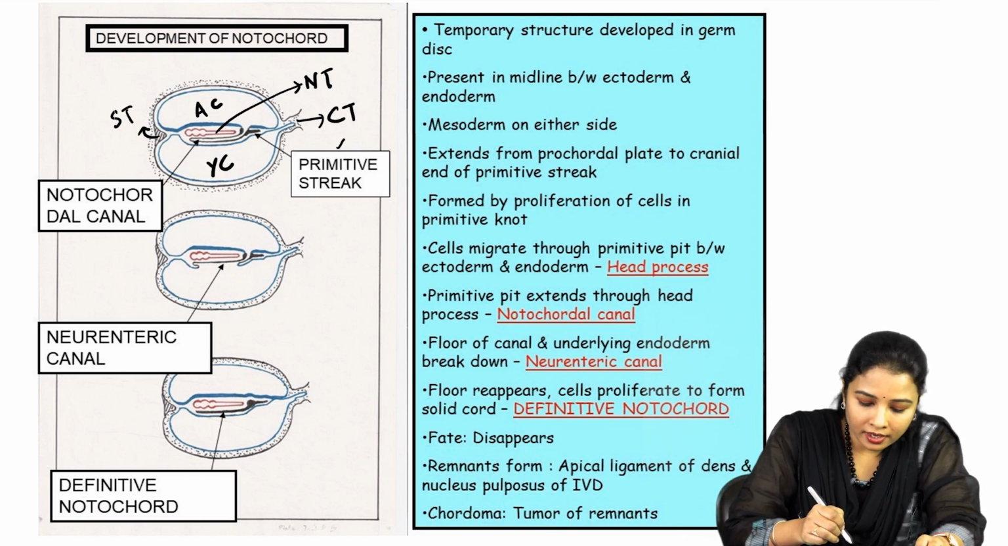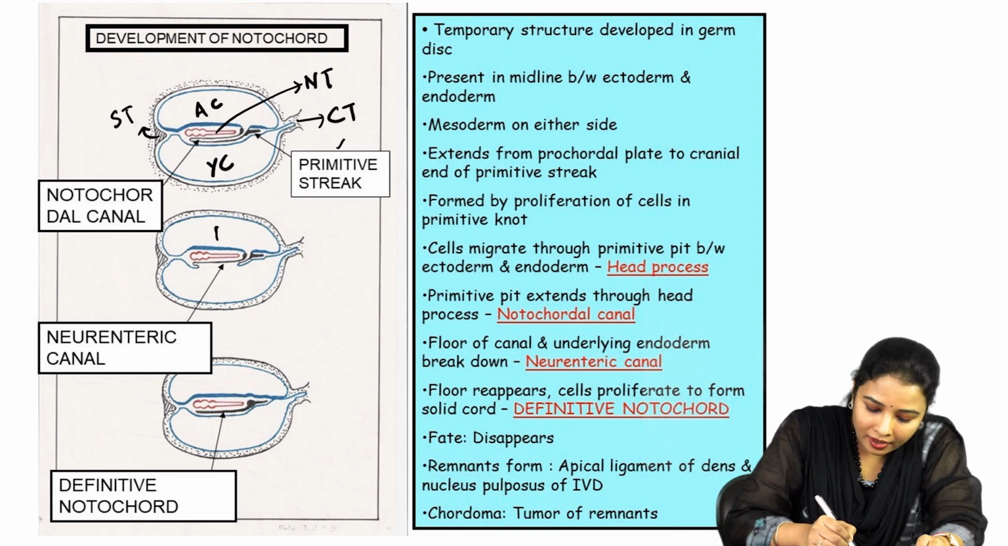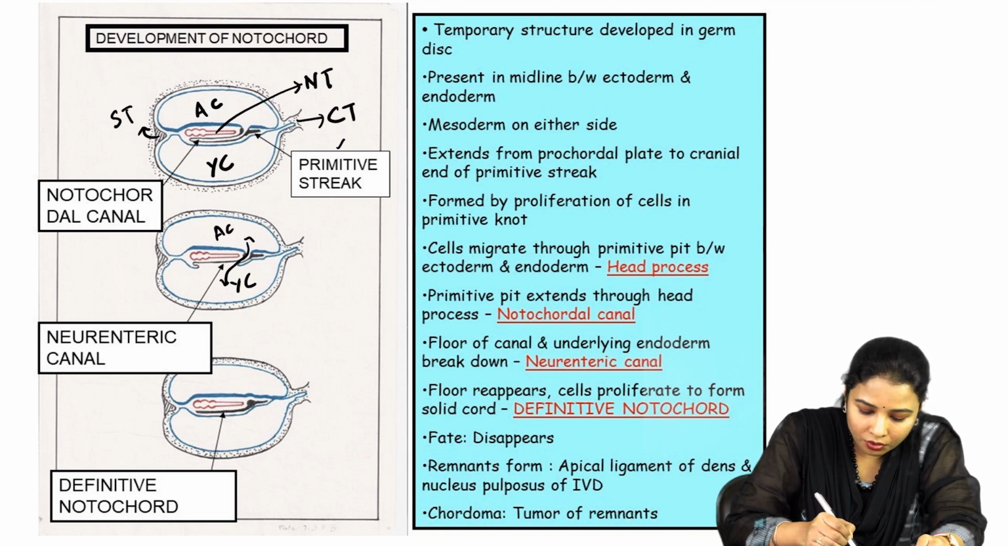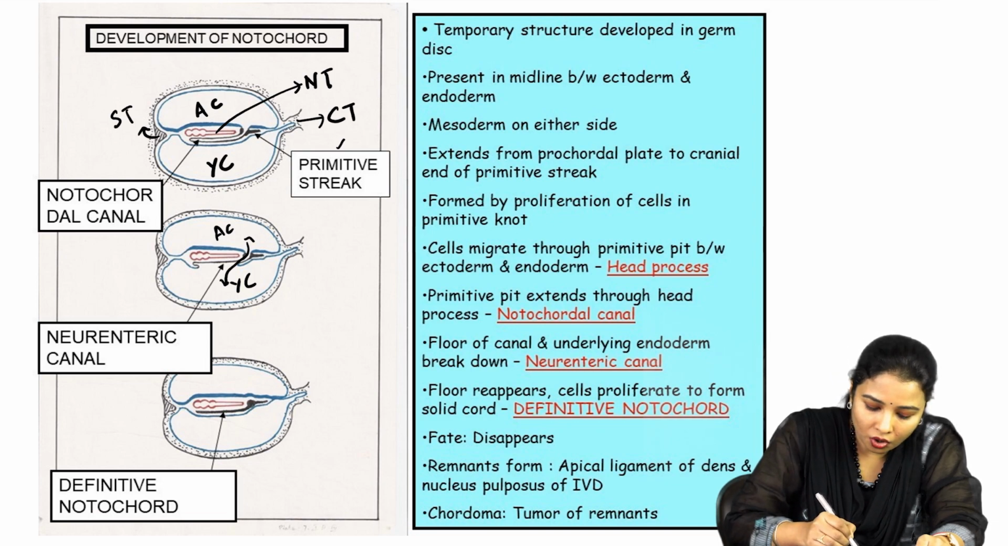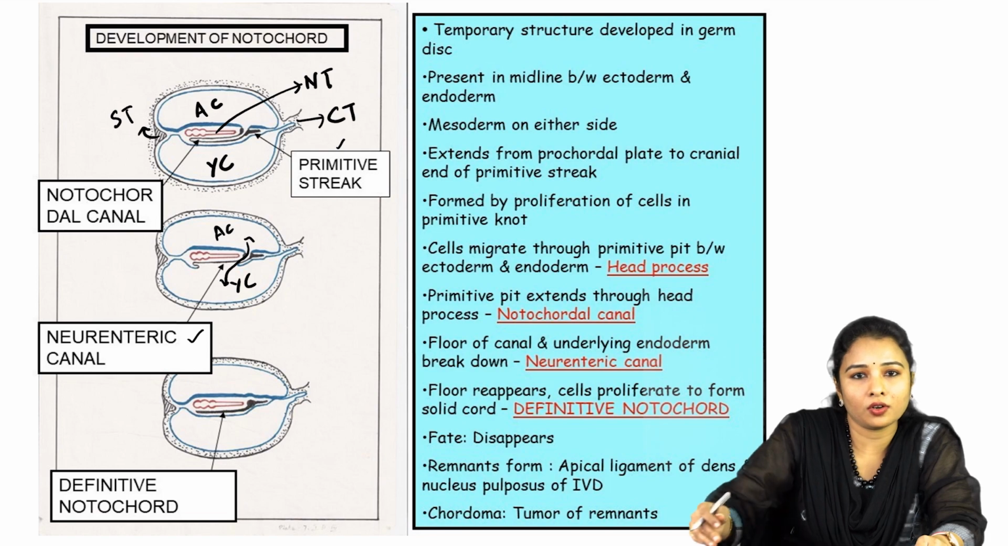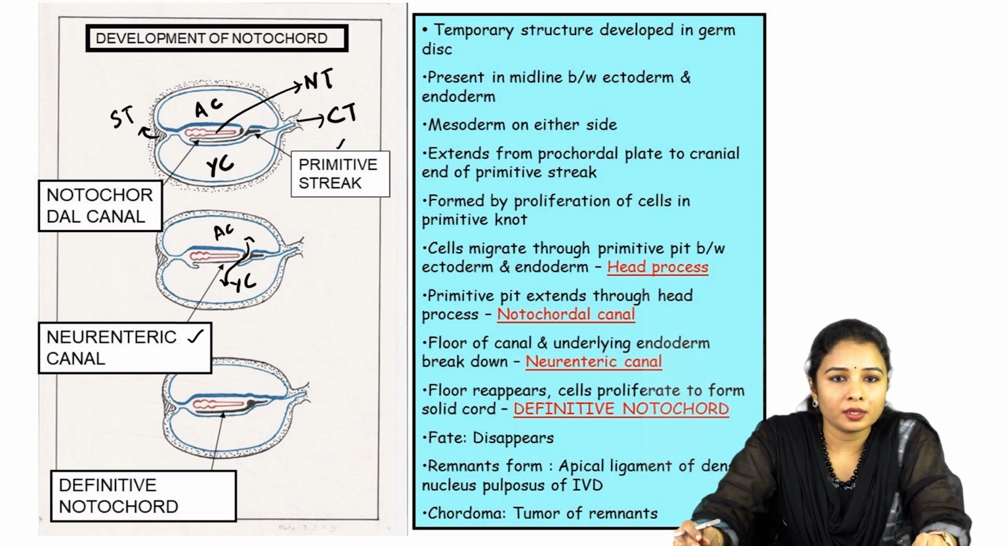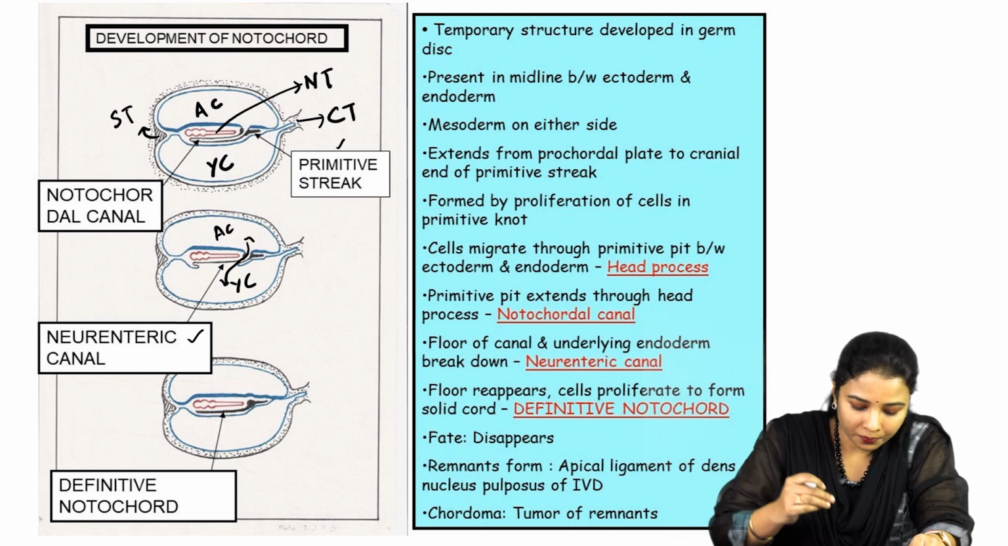Further we can see between the amniotic cavity and yolk sac cavity, we can see a communication here by disintegration of the notochord. So the basal plate of the notochord will get disintegrated, where we can see a communication between the amniotic cavity and yolk sac cavity, which is called as neuroenteric canal. So it is a temporary canal which provides the communication between these two.